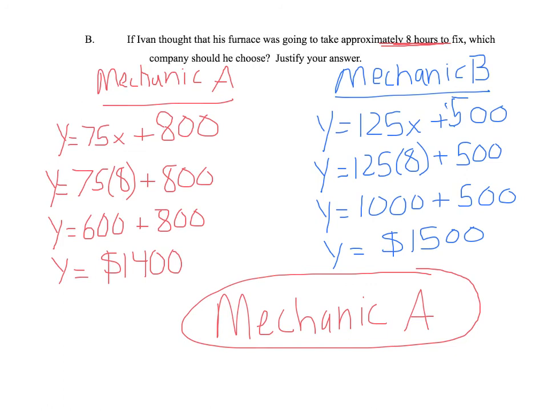So to recap, when you have a problem like this, you want to find the equations for any appropriate sentence you have. So in this case, we had mechanic A and mechanic B. We found the equations for both of those, and then you use those to solve the questions that they pose.